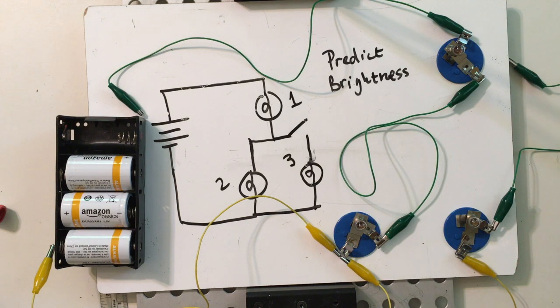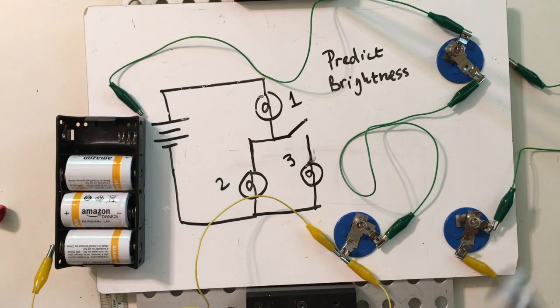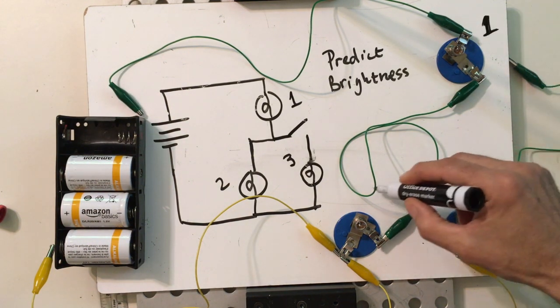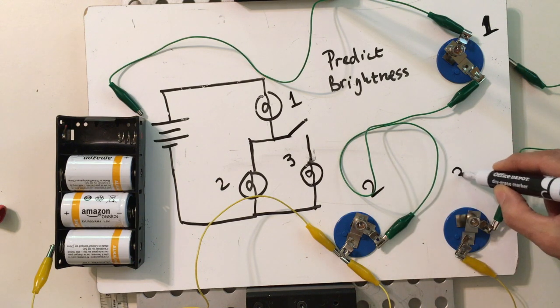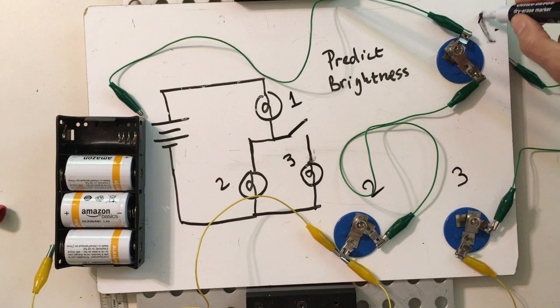So go ahead, take a second, predict the brightness of the bulbs. Which one will be the brightest, if any? Which ones will be the same? So first I'll connect the circuit with the switch open, and then I'll connect bulb 3. So remember, this is 1, this is 2, and this is 3. So take a second, make your prediction.